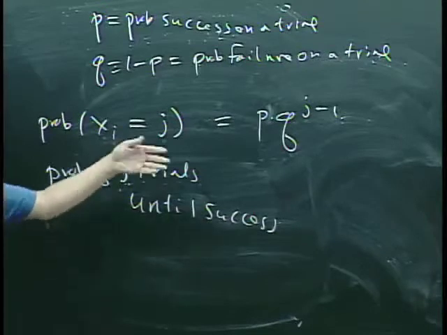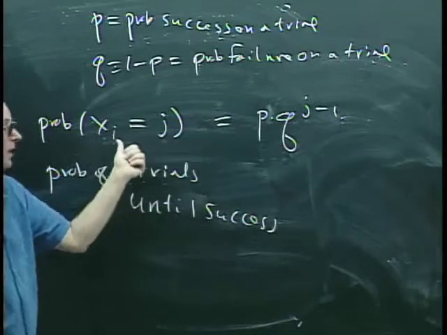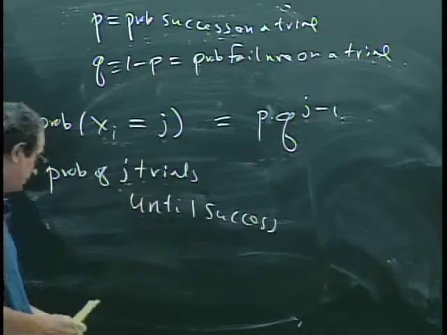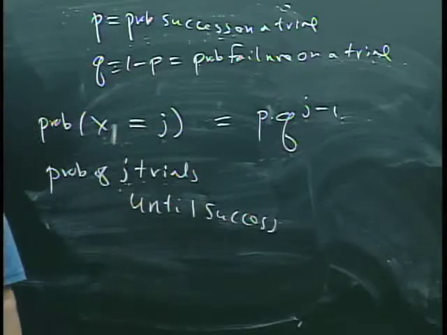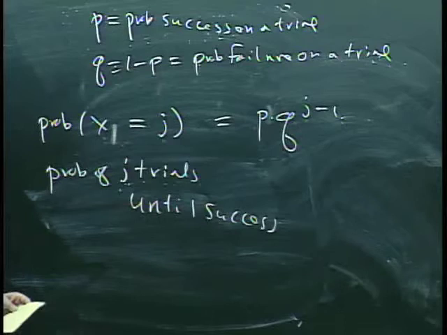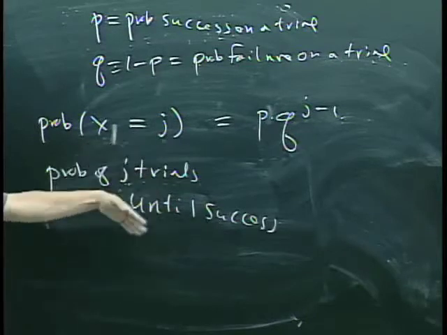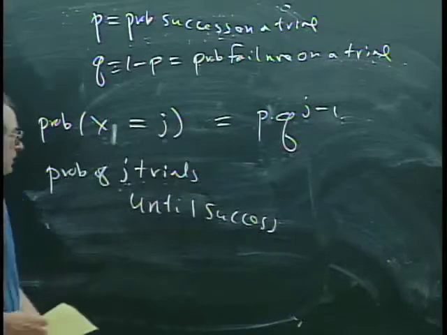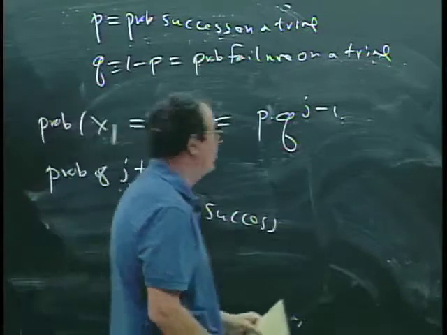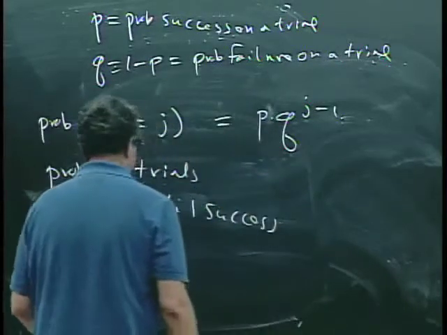That's exactly the same. There was nothing in here that depended on i. It only depends on j. So I'm going to just take that out of there because that's really irrelevant. Okay, so the probability that the number of trials I do until success is j is equal to that.